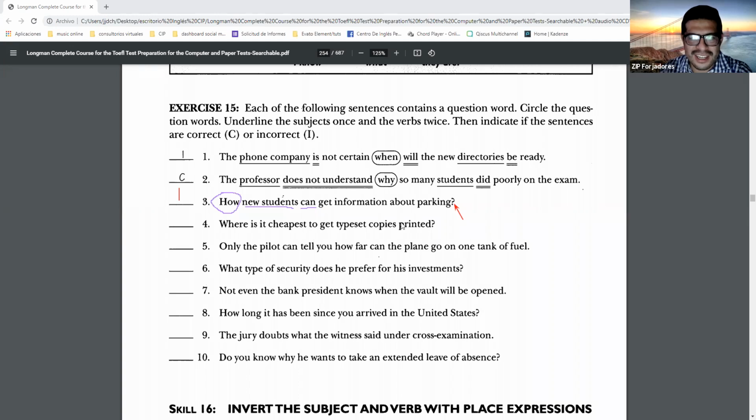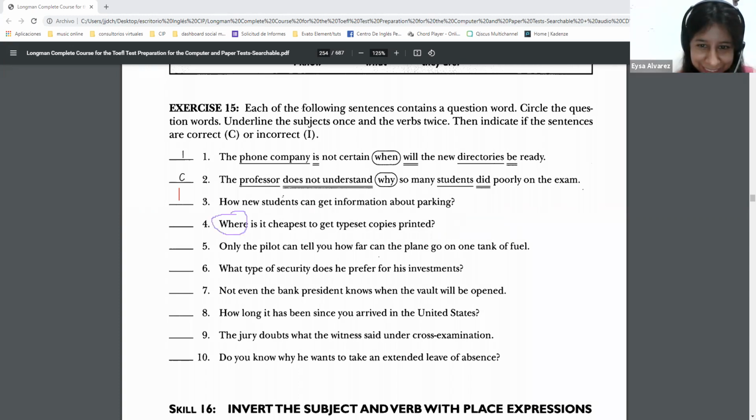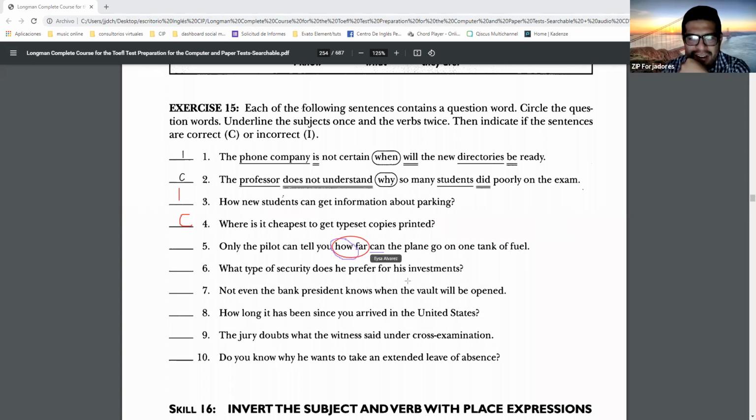Very good. Let's go with number 4. Okay, one more time. We have where, and yes, it's a WH question. Here we have the action, and it is the subject. So I think it's correct. Very good. Excellent. Okay, number 5. Let's go. Here how is in the middle, so it's not a question, that's a connector. Correct. And here we have how far. Yes, the connector is how far.